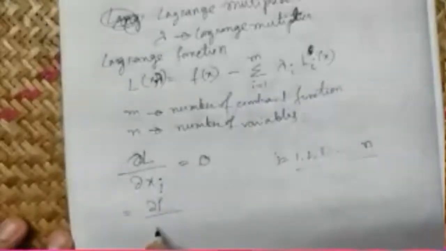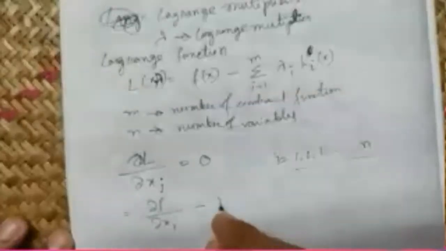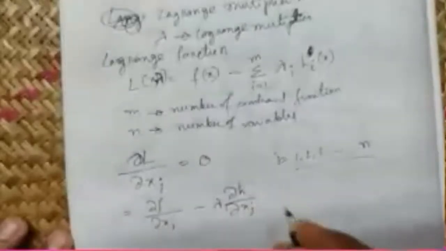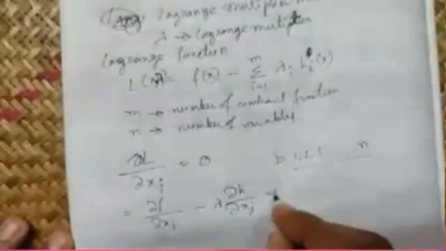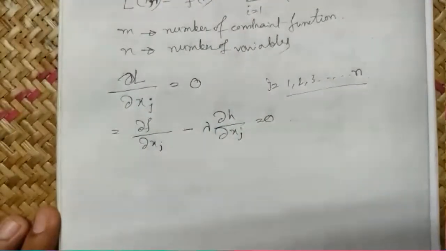So this basically gives you delta f by delta xj minus lambda into delta h by delta xj. This will be equal to 0. Okay.